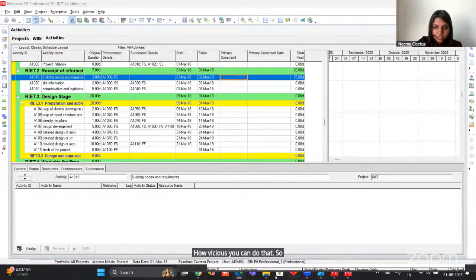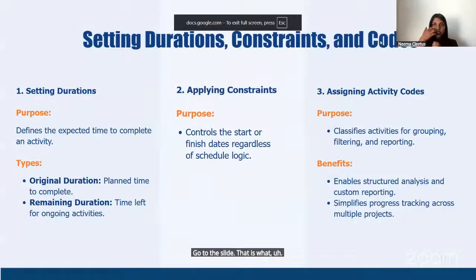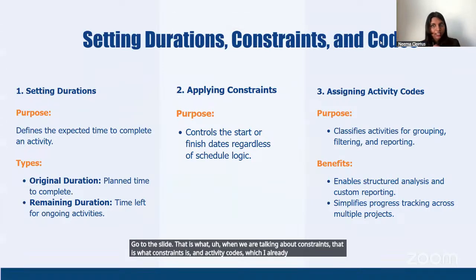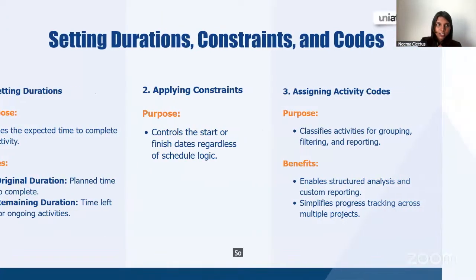So we can just go to the slide. That is what constraints are. And activity codes, which I already explained, there are several codes, as you can see, 1,000, 1,020, etc. This is mainly for grouping, filtering, and when you're taking the report as a PDF, we can easily find it using the numbers. That's all. So that is the next topic.